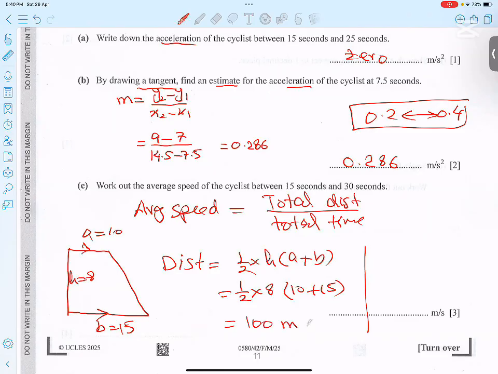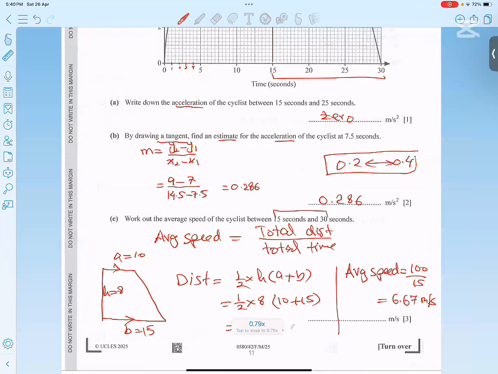And what is the average speed now? 100, and what is the time difference coming here? 15. So 100 divided by 15. My answer is 6.67 meters per second. I believe the point is very clear and the complete question is over.